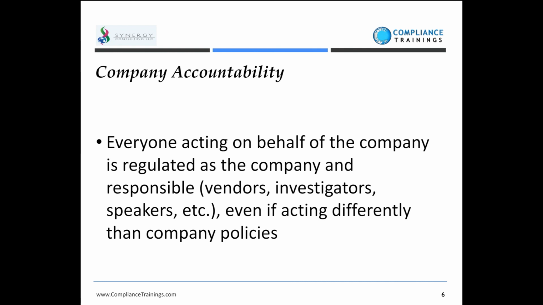Anyone who acts on behalf of the company, this can't be reiterated enough because it's the one thing that a lot of times people don't understand. They must meet the same burden of requirements as anyone who's working in the company itself, even if it's different than the company policies.